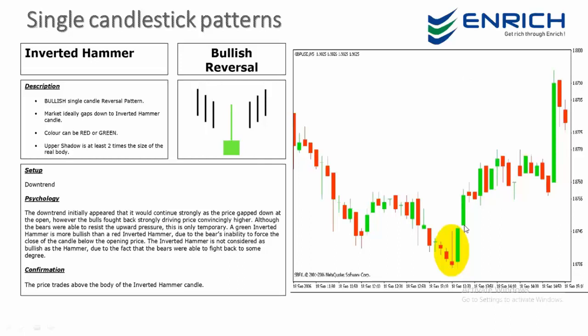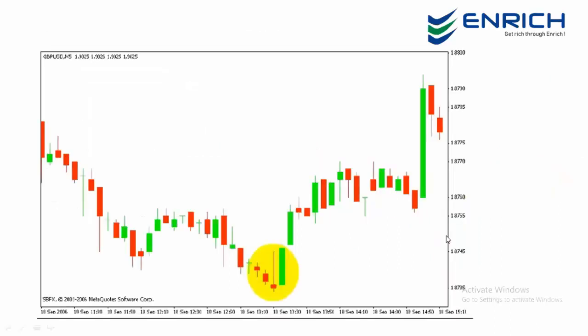Always remember, it should come after a downtrend, all right? And the confirmation of an inverted hammer is when the price trades above the high of the inverted hammer candle. So where is the high of the inverted hammer? Have a look here. This is the inverted hammer and this is the low. This is the high. So the price must trade above the high of the inverted hammer. That is the confirmation you get.